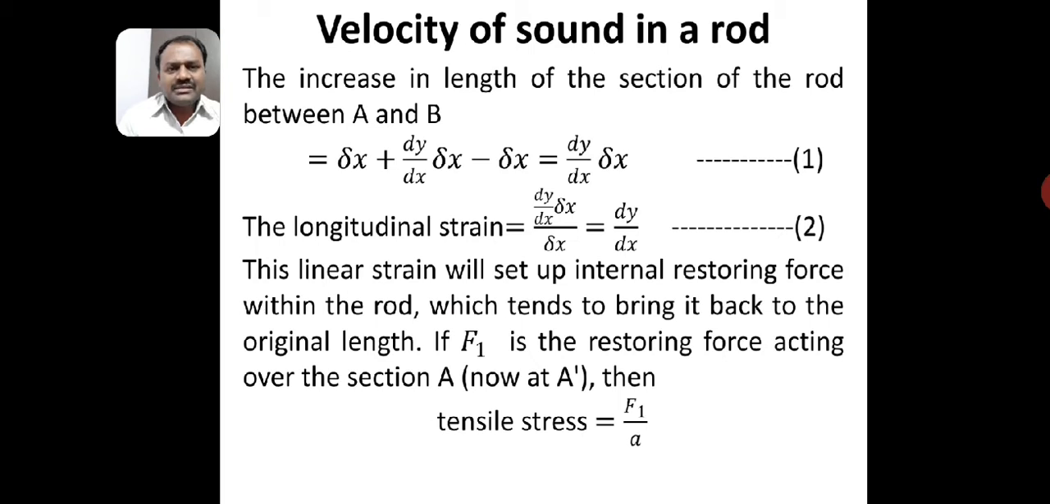This linear strain means the rod is elongated through a certain distance. Therefore, this linear strain will set up restoring forces within the material of the rod. These restoring forces will try to bring the rod back to its original configuration or original length. Suppose F1 is the restoring force acting over the section A, then we can write the linear stress, also called the tensile stress, as F1 divided by A, where A is the area of cross section of the rod.